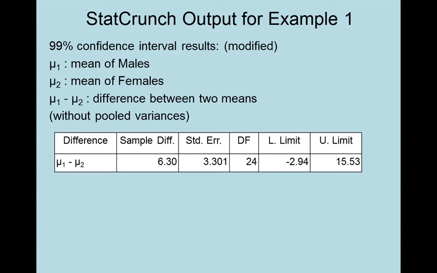So then in the table you can see the sample difference. The 6.30 would be the difference in the two y-bars. The standard error is the square root of the two ratios of sample standard deviation squared to sample sizes. Degrees of freedom 24. Ultimately the output comes out giving us a lower limit of negative 2.94 and an upper limit of 15.53. But let's look at this a little more carefully.